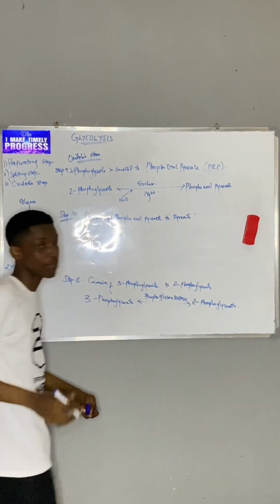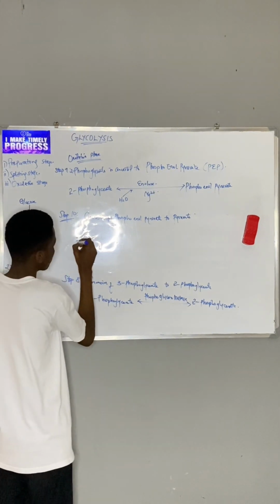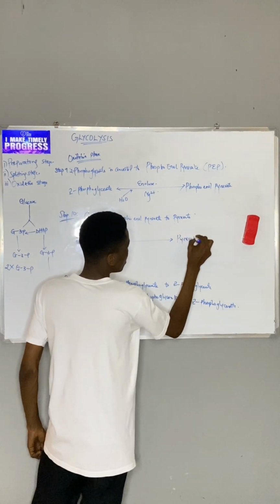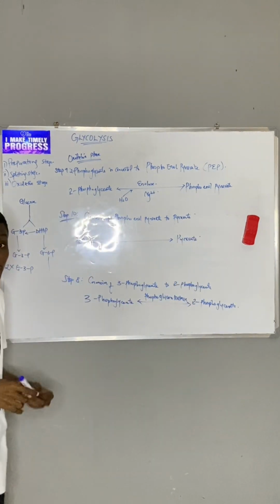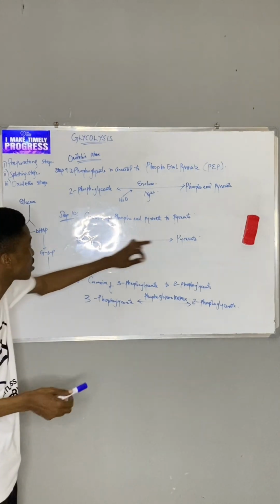Now this is the last step in glycolysis, where I have my PEP converted to pyruvate, and it's step 10. It is irreversible. So when you see it, it's irreversible.